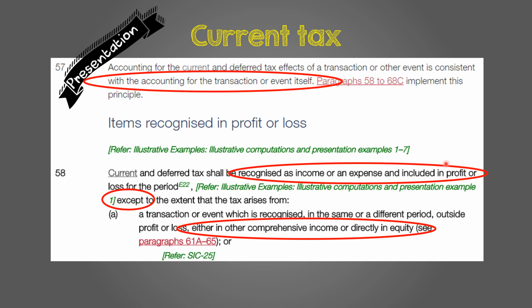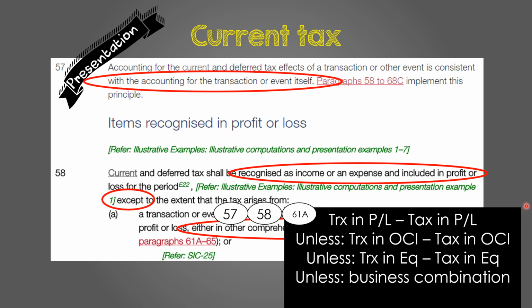However, if the transaction itself that gave rise to this tax was recognized outside of profit or loss, like in other comprehensive income or directly in equity, then we will account for the tax in the same place. So the tax follows the actual transaction. If the transaction was in P&L, the tax will be in P&L.